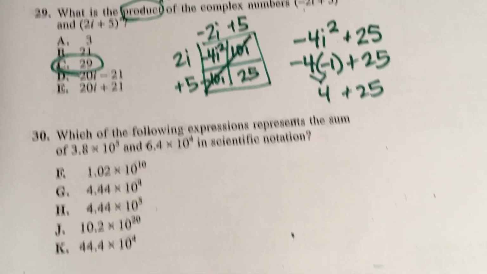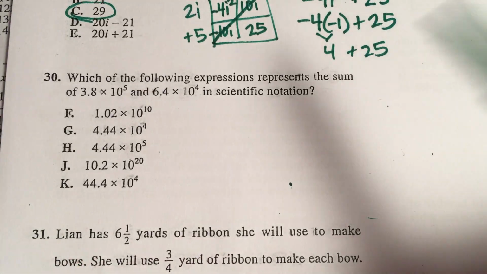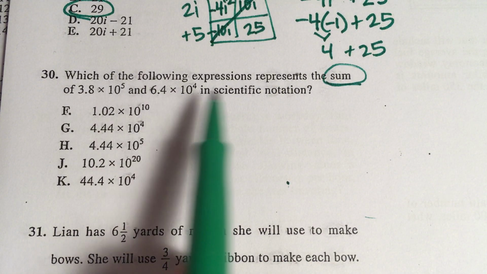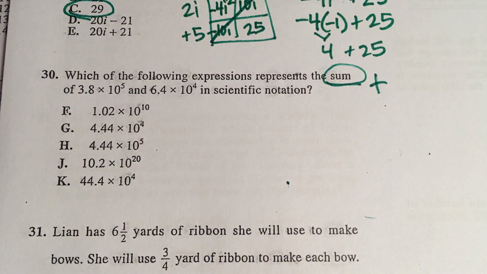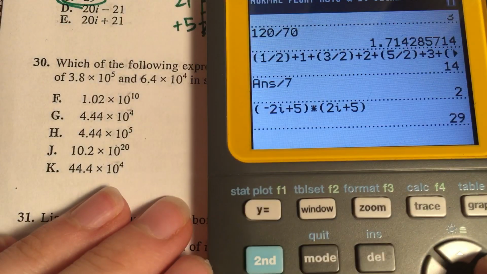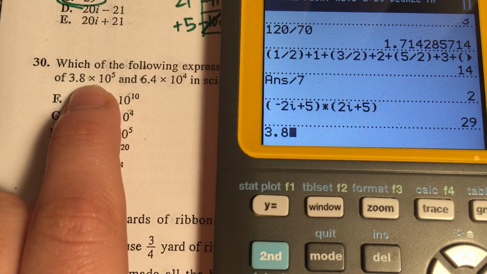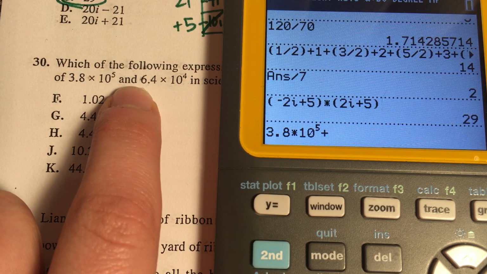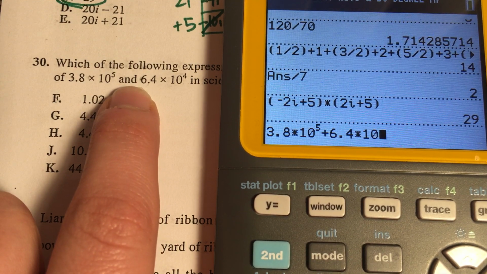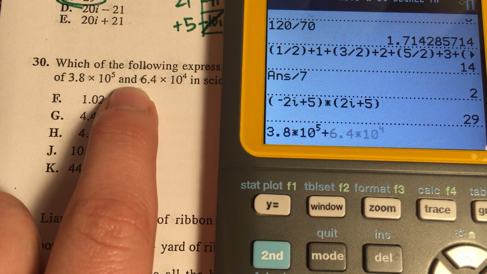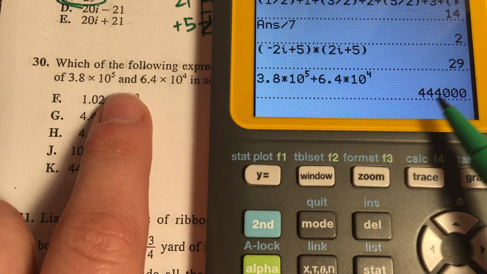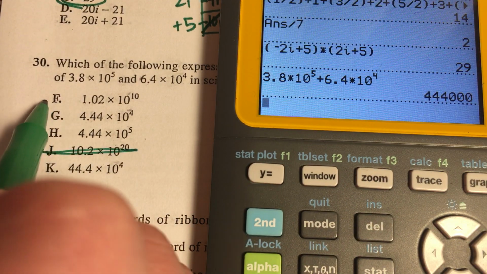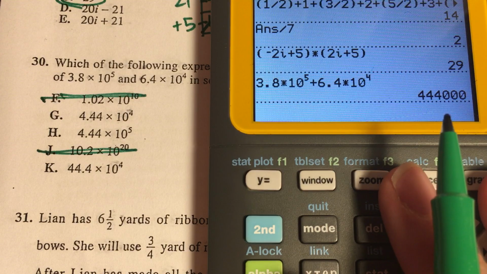All right, we'll do number 30 here. It says, which of the following expressions represents the sum of this number and that number in scientific notation? So sum means add. I'm going to go straight to my calculator for this. We're just adding two things. So 3.8 times 10 to the power of 5. And then it said sum, so I'm adding 6.4 times 10 to the power of 4. And I can see that it's 444 something. So I know that it's not J, and I know that it's not F, because it's 444.